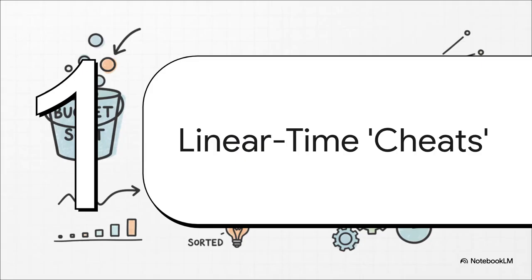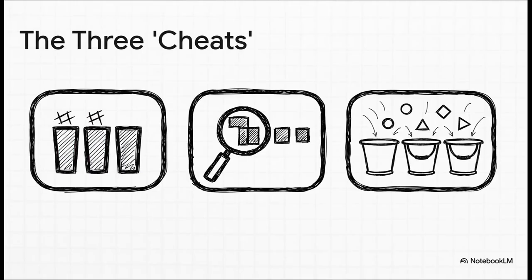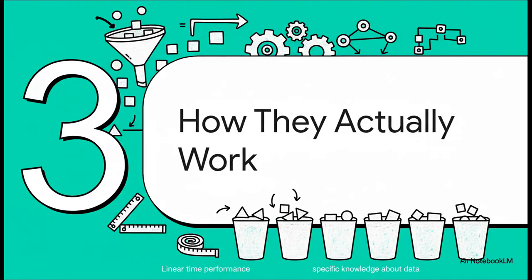But what if we don't limit ourselves to just those simple comparisons? What if we change the rules of the game? That's exactly where our three cheats come into play. We're going to look at three really cool algorithms. Counting sort, which, you guessed it, counts things. Then there's radix sort, which works digit by digit. And finally, bucket sort, which is all about distribution. Each one of these uses a really clever trick to leverage the structure of the data itself and completely bypass that n log n barrier. So how in the world do they pull this off? Let's get into the nitty-gritty and break down how each one actually works.